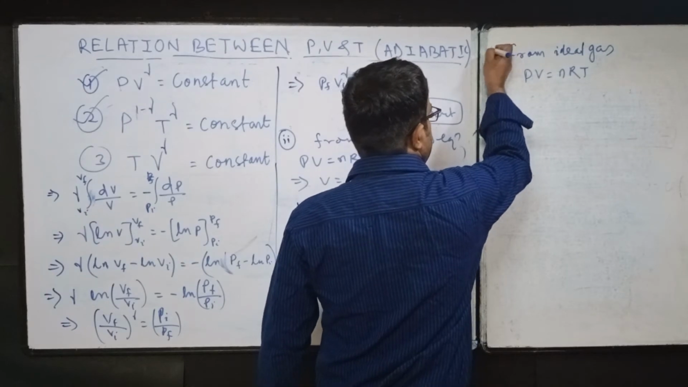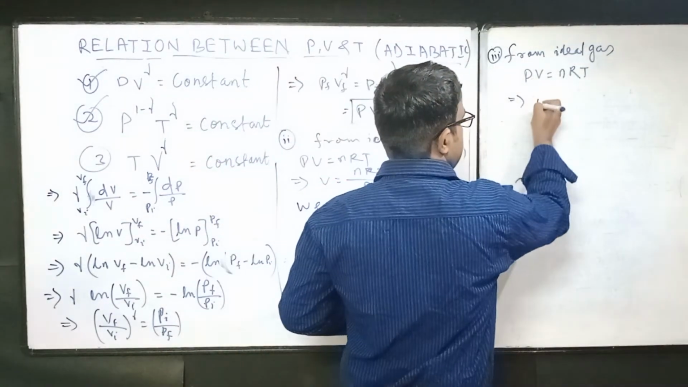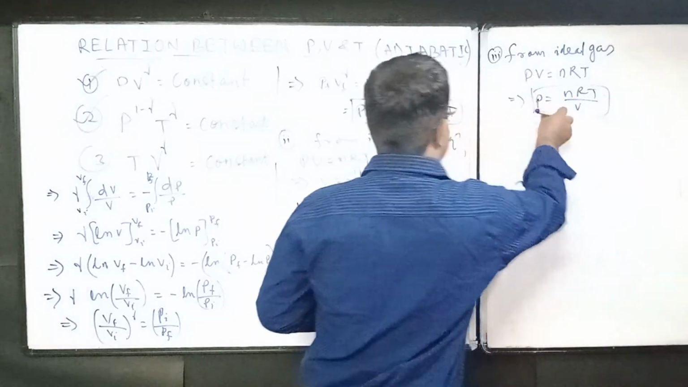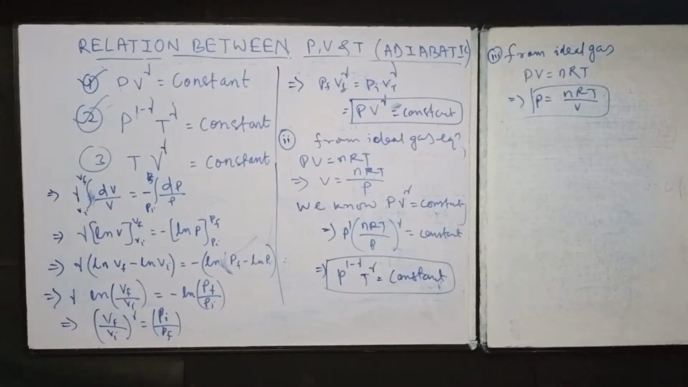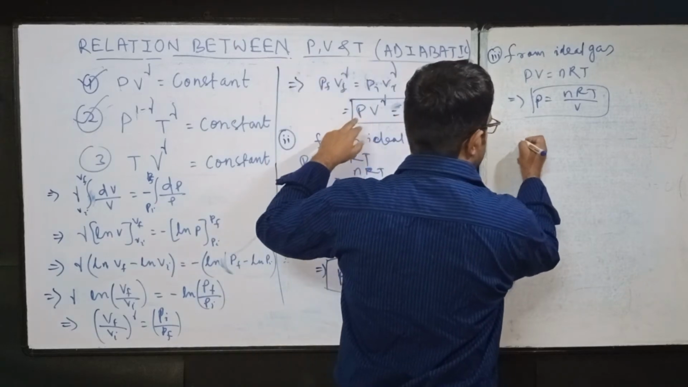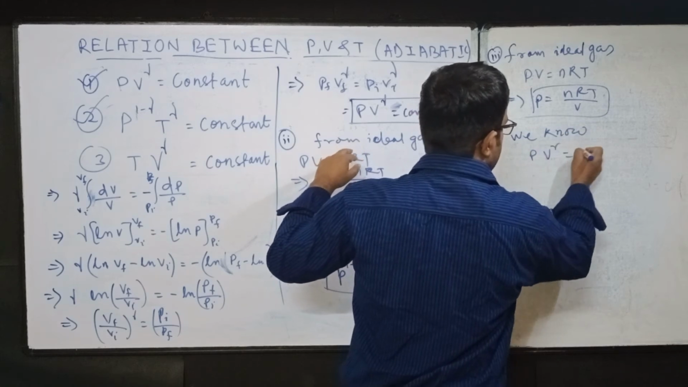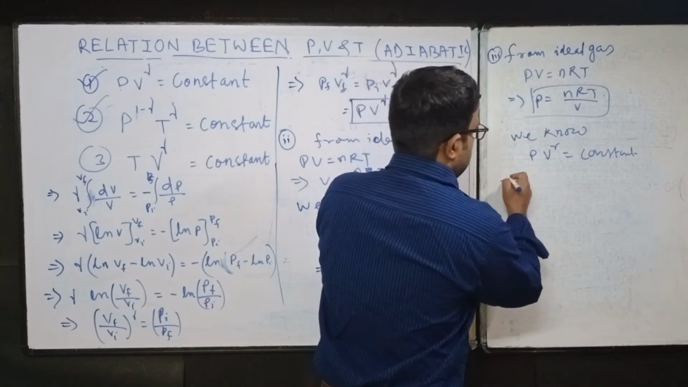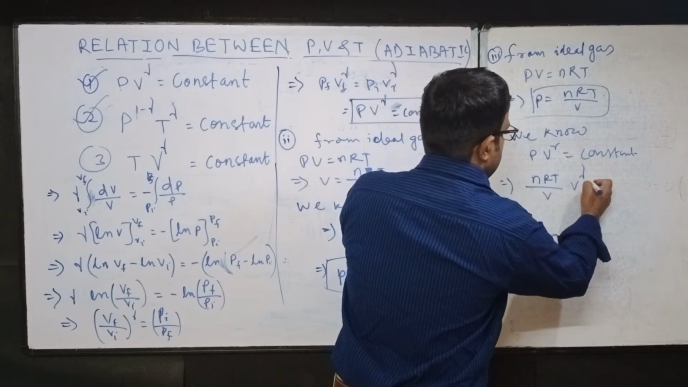So let's say this is the third one, from the ideal gas equation, same. Here we have written V equal to nRT by P. Here we'll do P equal to nRT by V, and we'll replace this P in our result, and we'll get, you can do it yourself. So we know that PV to the power gamma is constant, and P is this one, so we can write nRT by V, times V to the power gamma, constant.